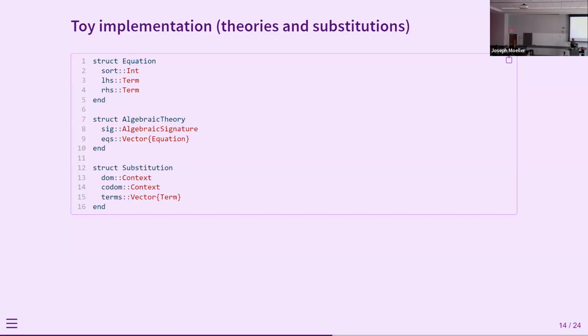Yes? If you have a context in the equation, what's the sort for? The sort is just to say what the types of the left-hand side and right-hand side are. I guess you could just infer that. Yeah. Sure.